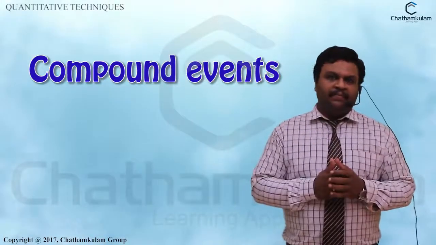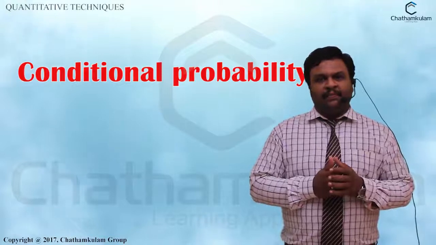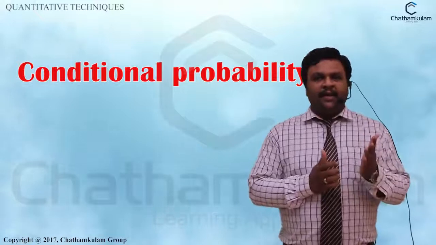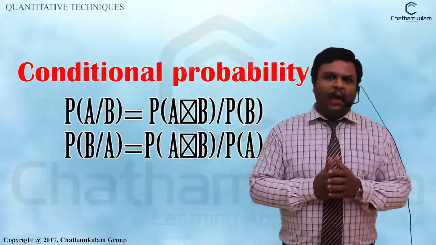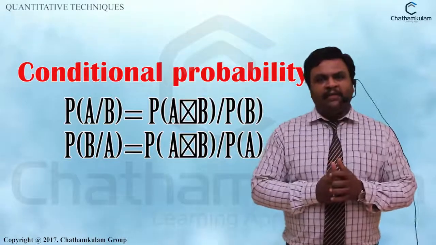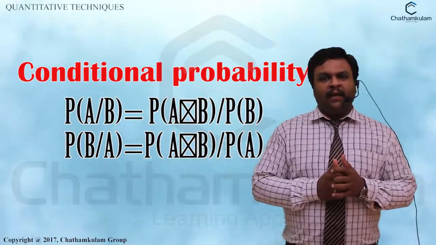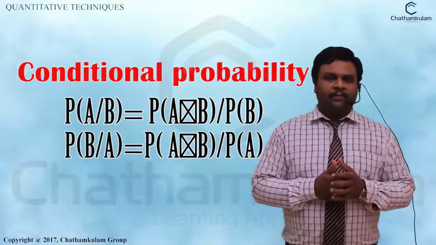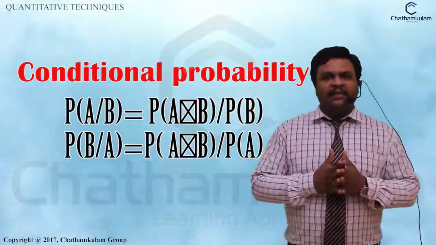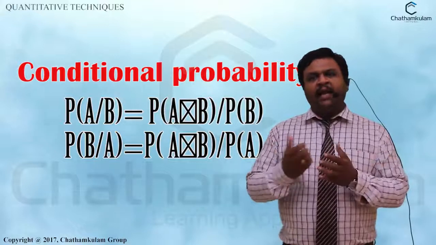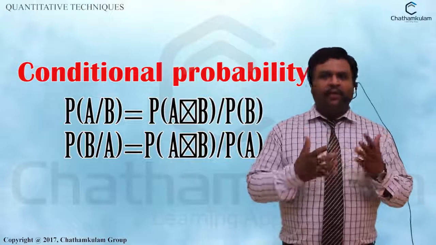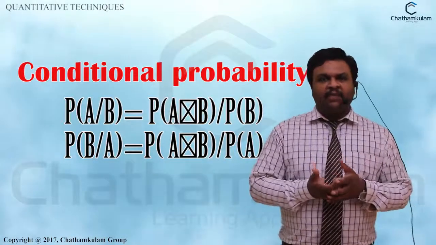At the same time, for conditional probability, we can take two cases: probability of A given B and probability of B given A. Probability of A given B means the conditional probability of A given that B has already occurred. Similarly, probability of B given A means the conditional probability of B given that A has already occurred. These are the definitions which can be given to P of A given B as well as P of B given A.